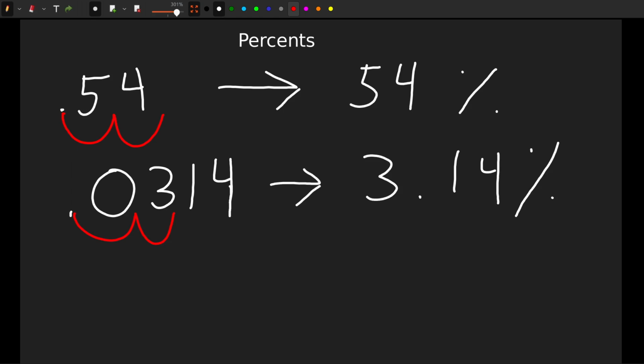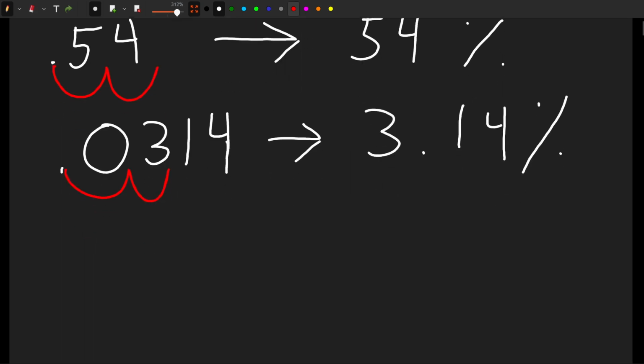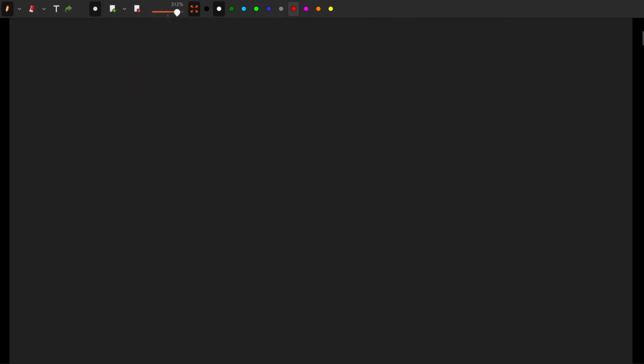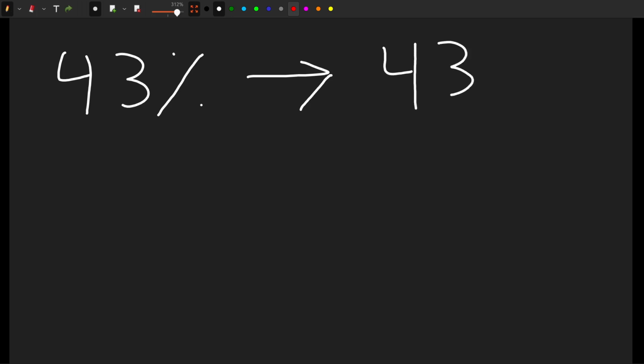Now, flip side of this, suppose we now want to take a percentage and convert it to a fraction. What you have to do is take whatever percent value you have and multiply it by 1 over 100. So in our example here, let's say we have 43%, and I want to convert this to a fraction. I'm going to have 43, and I'm going to multiply it by 1 over 100.